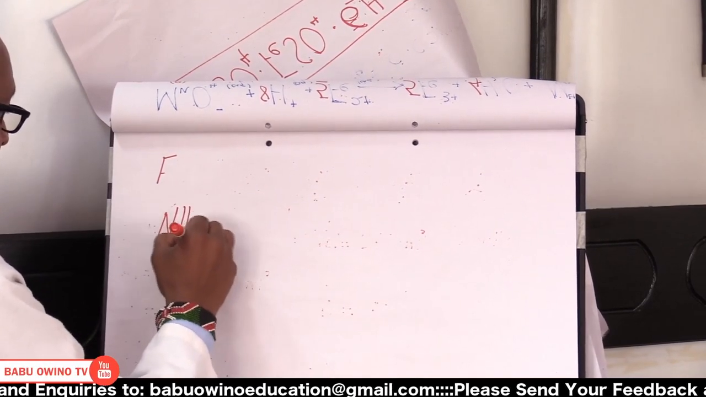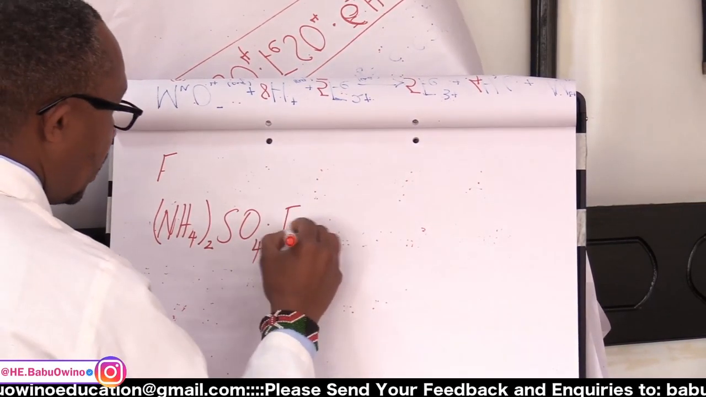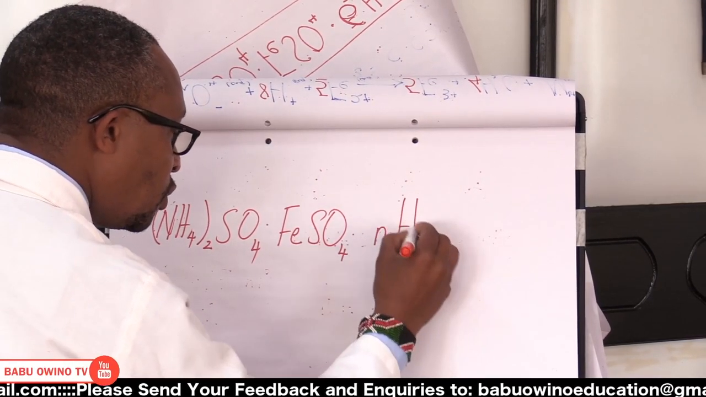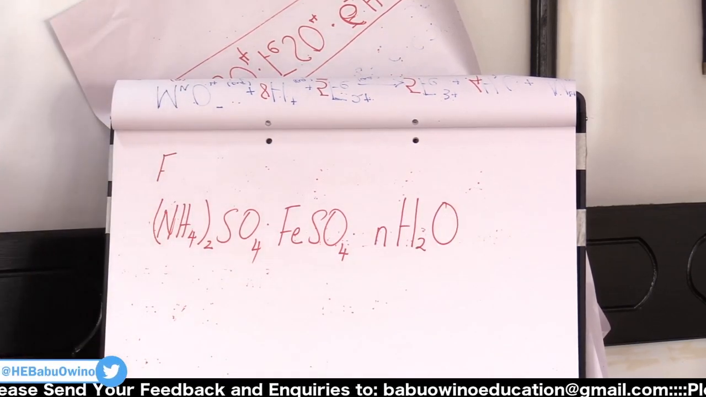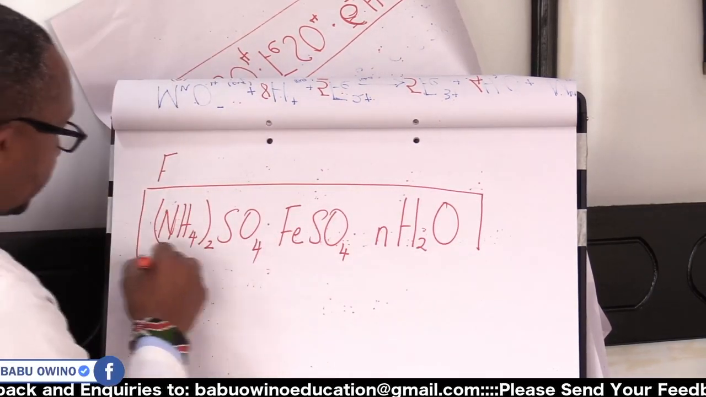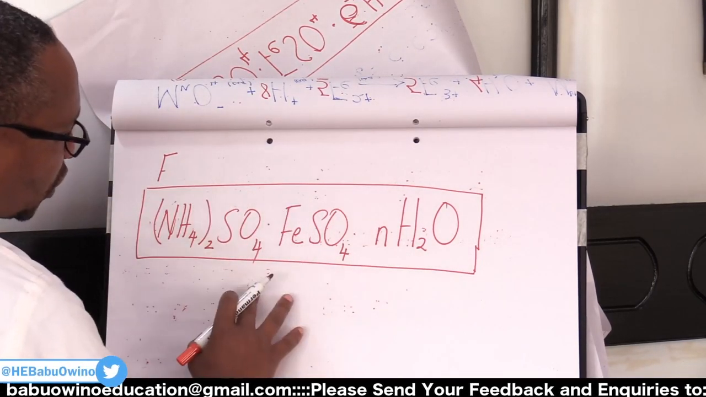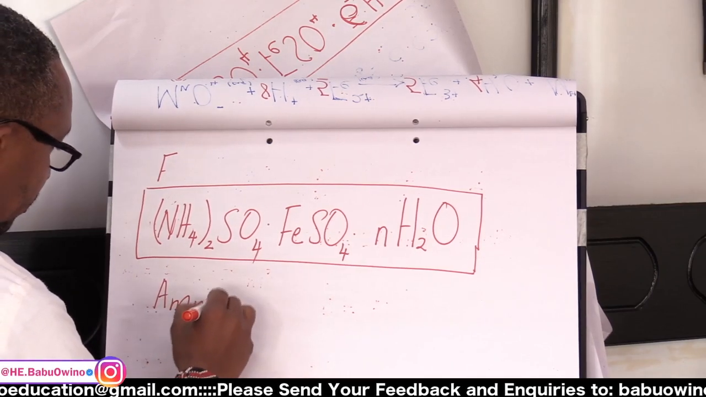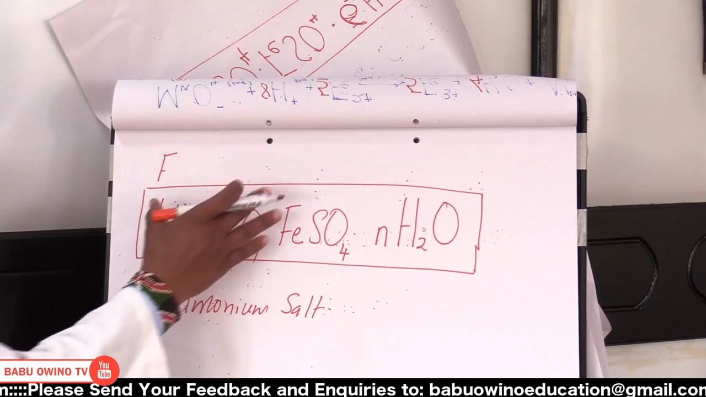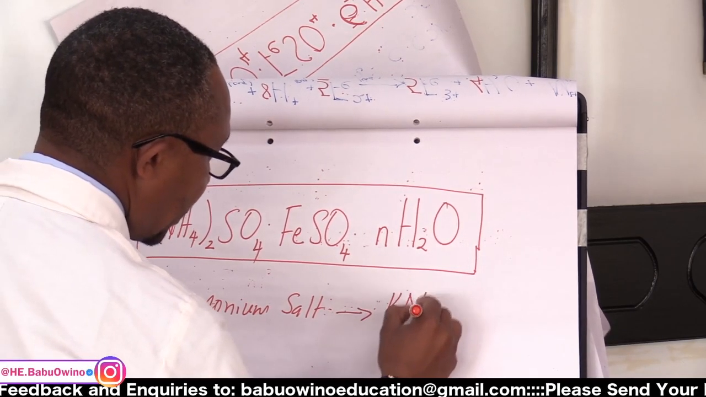Ammonium sulfate, iron sulfate. Now, the examiner may choose not to give you N. So how do you go about working this out? You'll be told that this is a double salt. It's an ammonium salt, and it reacts with potassium permanganate.